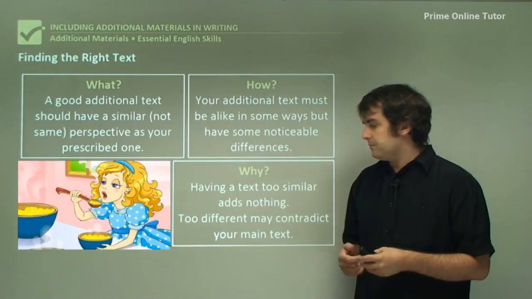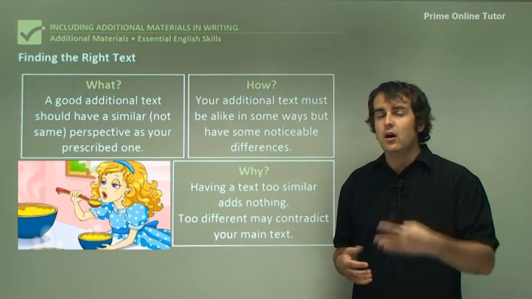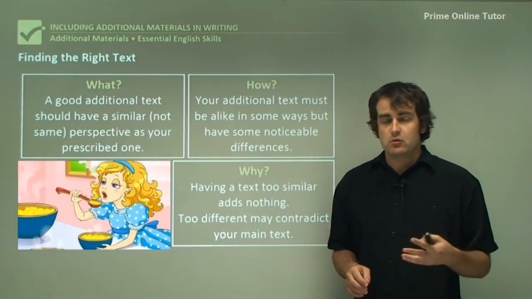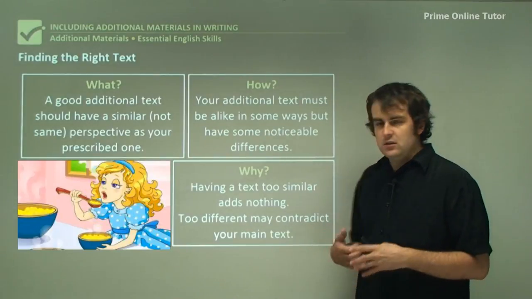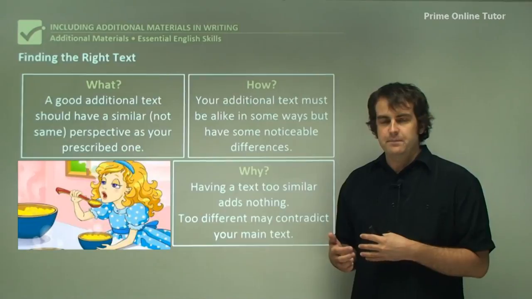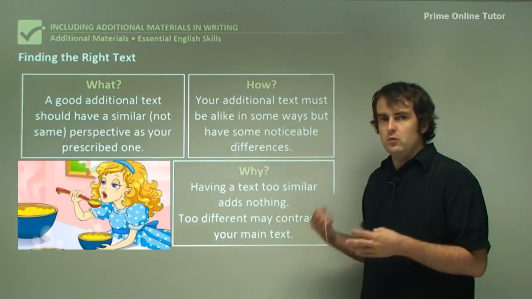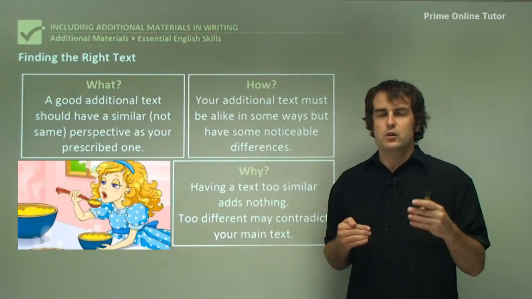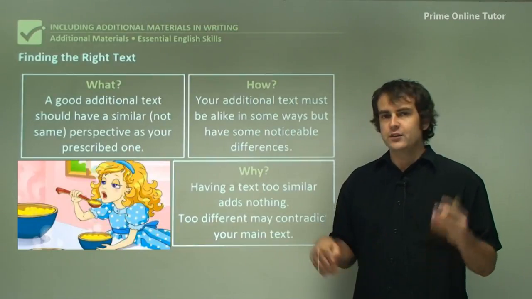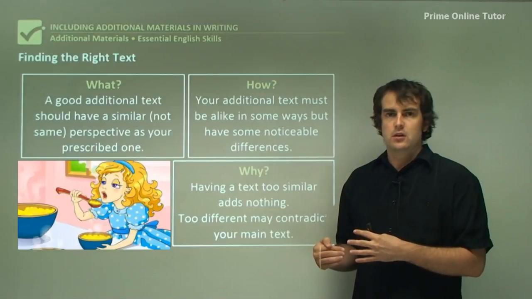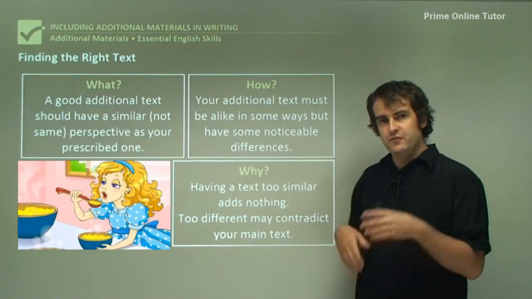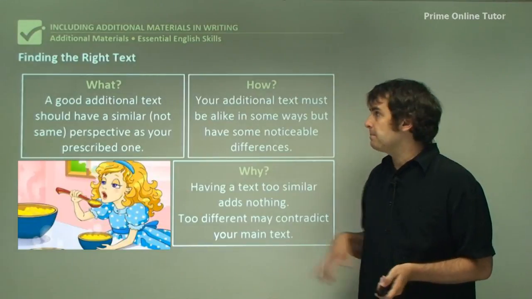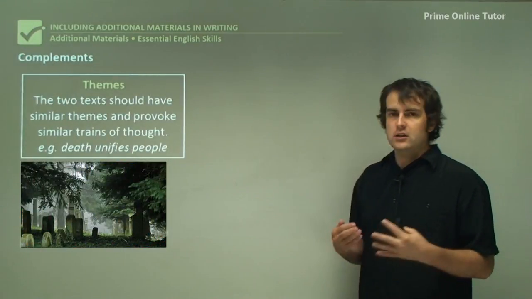As for the difference angle, if you have to construct an entirely new argument, and particularly one that may even contradict your prescribed text, then again, you waste a lot of effort. And think of it this way, the purpose for using this, and we'll go into this a bit later, is to build on what you've already got, not to completely start afresh and anew. So if you have to do that to fit your additional text in, you need to choose another text. Simple as that.